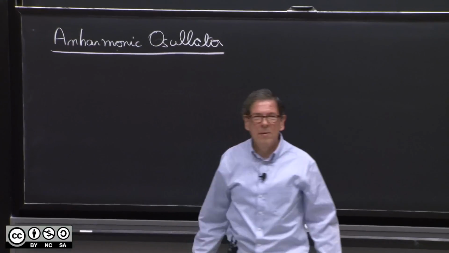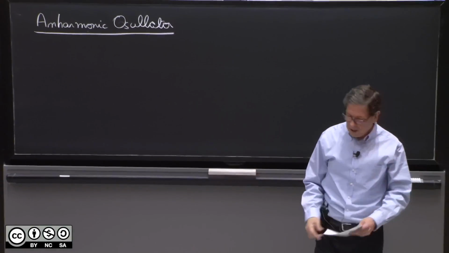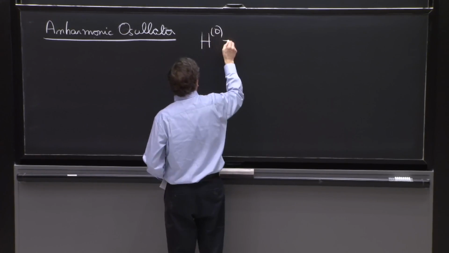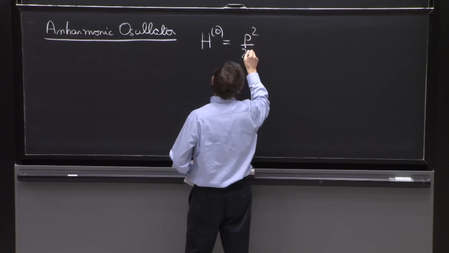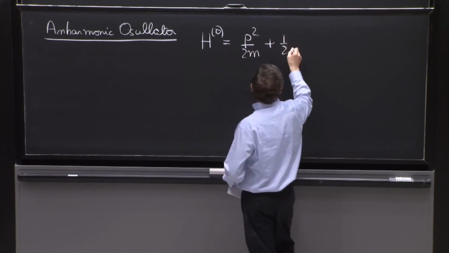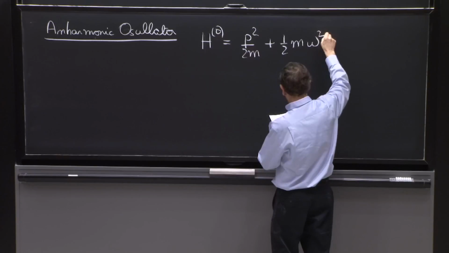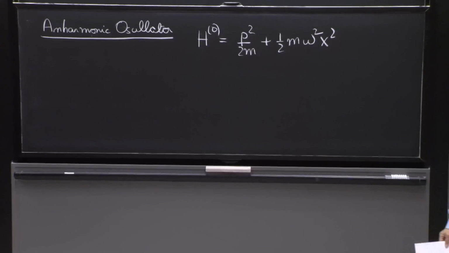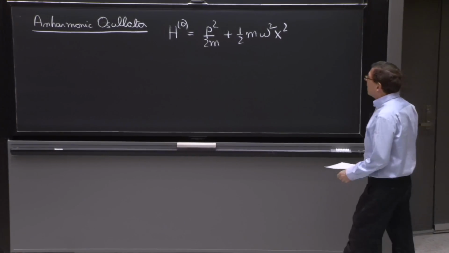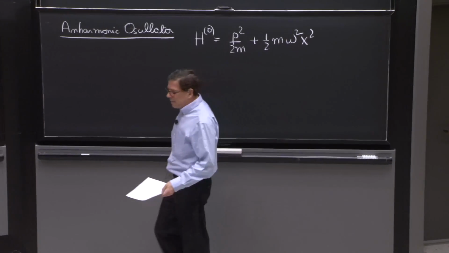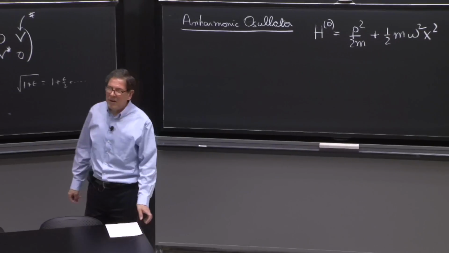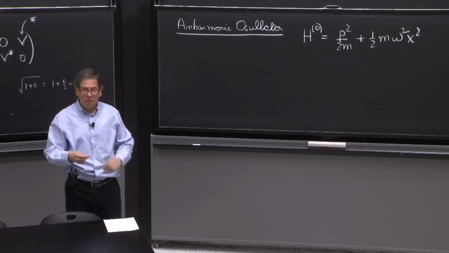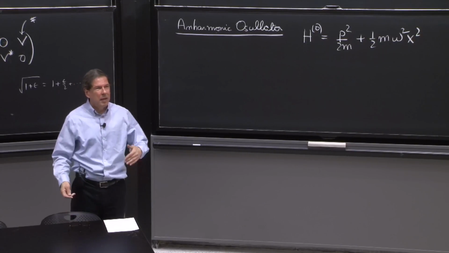Let us consider the anharmonic oscillator, which means that you're taking the unperturbed Hamiltonian to be the harmonic oscillator, and now you want to add an extra term that will make this anharmonic. Anharmonic reflects the fact that the oscillations of the system are not exactly harmonic.